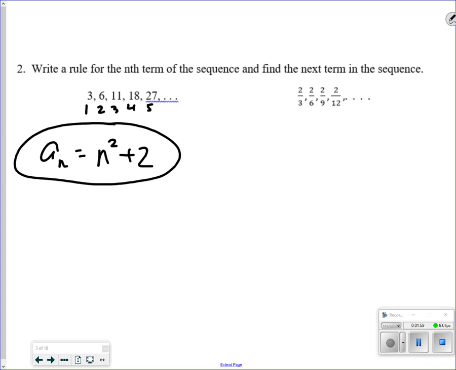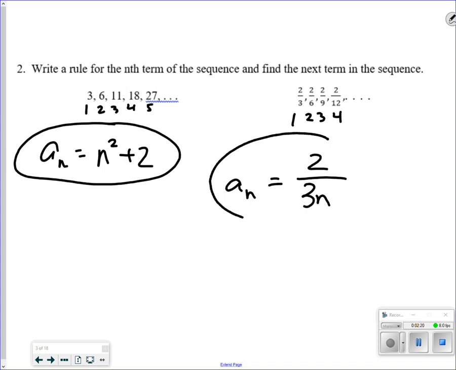The next one: 2 thirds, 2 sixths, 2 ninths. So this is the first term, the second term, the third term, the fourth term. It looks like as long as I have a 2 on top and I take 3n on the bottom, that should work. So again, I am coming up with a rule for each of the terms as it goes dot, dot, dot. There is no necessarily formula to use here, which a lot of people don't like. They just want a formula.